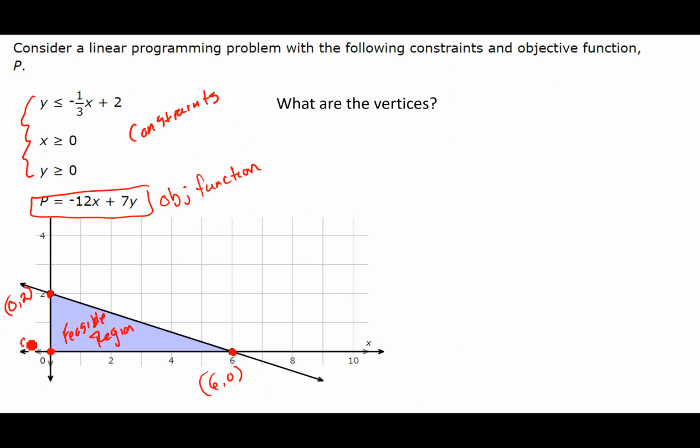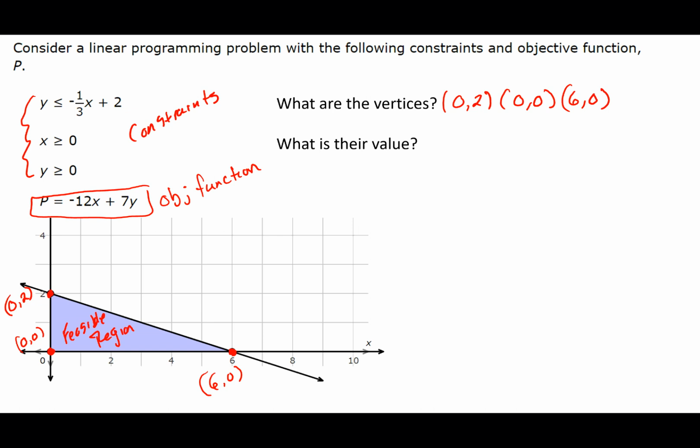But then we also have this vertex of 0, 0. So there's 3 corners to this feasible region. So my vertices are 0, 2, 0, 0, and 6, 0. All right, easy enough. Once we have the graph, we can find those corners and we're good. Now, we are going to use these vertices in our objective function to determine the value.